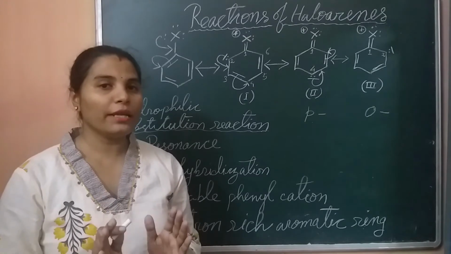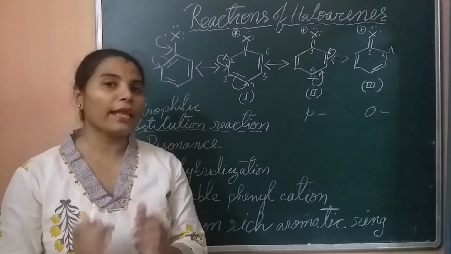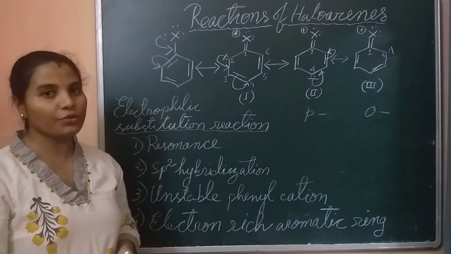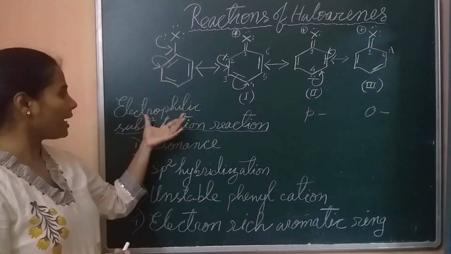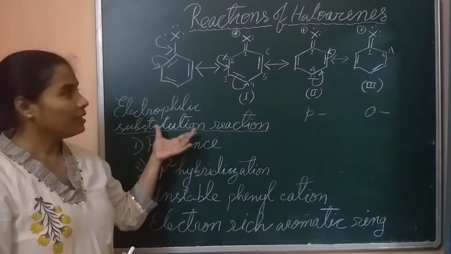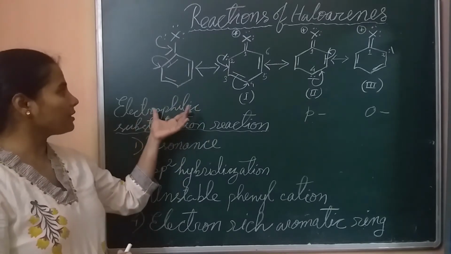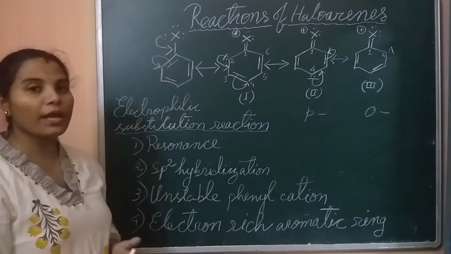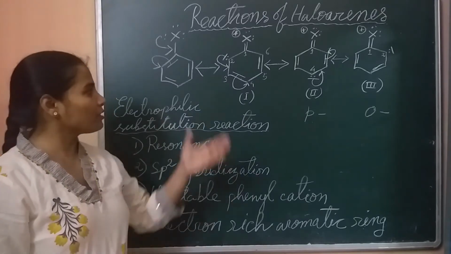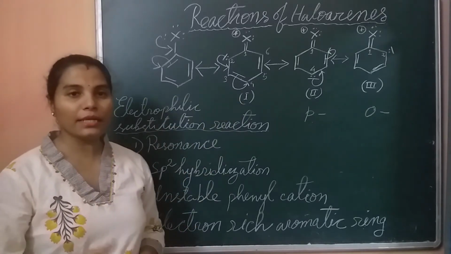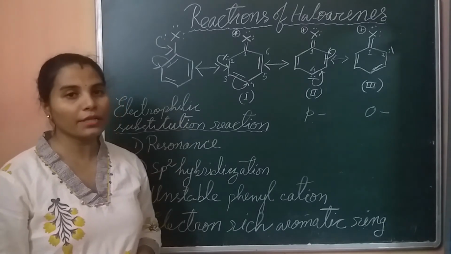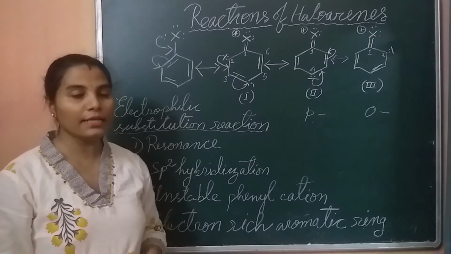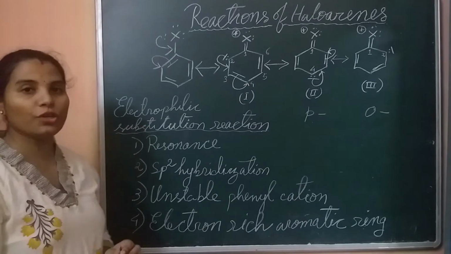Now students, don't get confused about the reactions of the alkyl halides and haloarenes. Alkyl halides will always show the nucleophilic substitution reaction and haloarenes will show the electrophilic substitution reaction. That means electrophile will attack the aromatic ring very easily in case of haloarenes. Already we have studied the resonance phenomenon in case of haloarenes, but there are some other reasons for which haloarenes will not show the nucleophilic substitution reaction as alkyl halides. Instead of that, it will show the electrophilic substitution reaction.